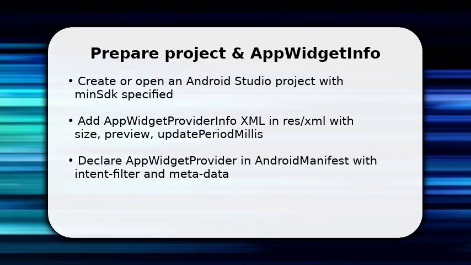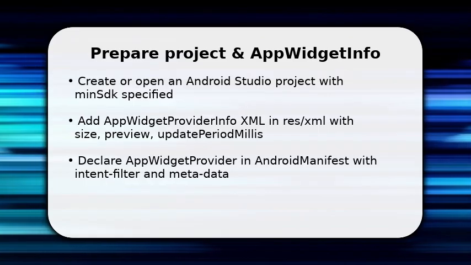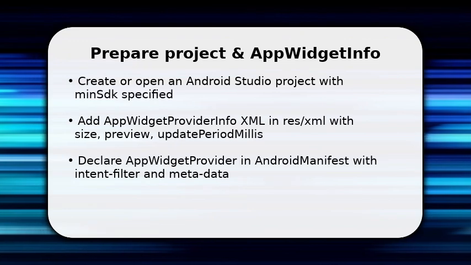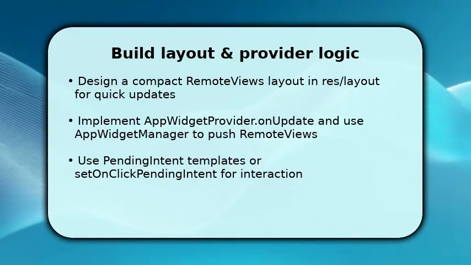Once done, implement and declare an app widget provider subclass in the manifest with the metadata pointing to that XML. This registers the widget. Make sure to set min SDK and configure manifest permissions if your widget uses network or background features. Now you build the layout and provider logic so the widget is functional.